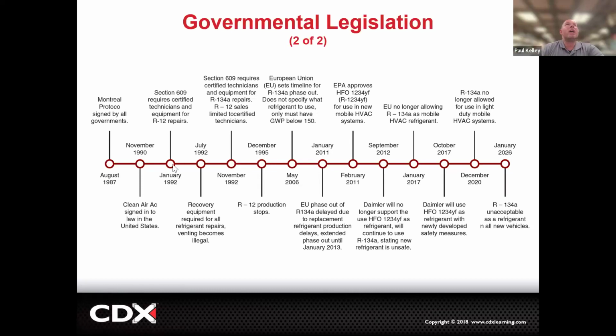And then shortly after that, in 92, the US government came up with this thing called the 609 requirement. So technicians that are going to handle refrigerant after January of 92 had to have the 609 certification, which means guess what? Y'all got to have the 609 certification. So we're going to be working on that end of the week. All right. So you're going to get the 609.